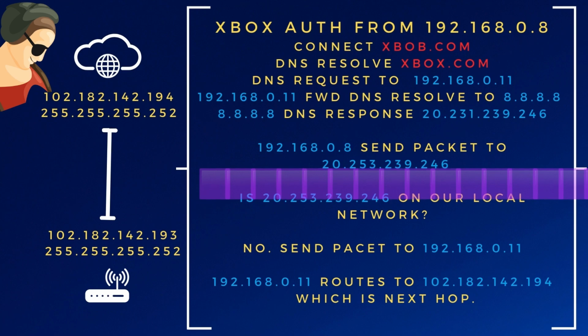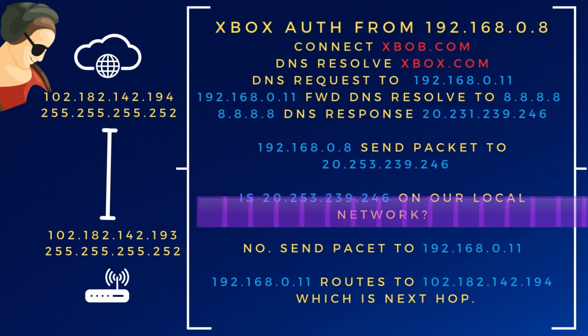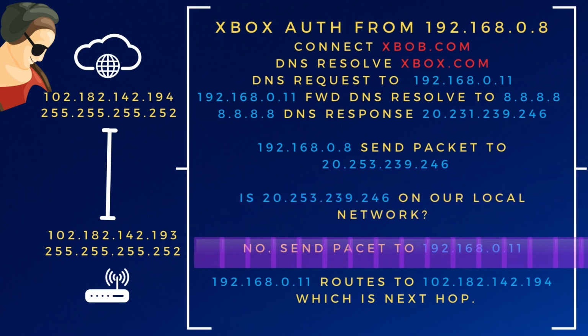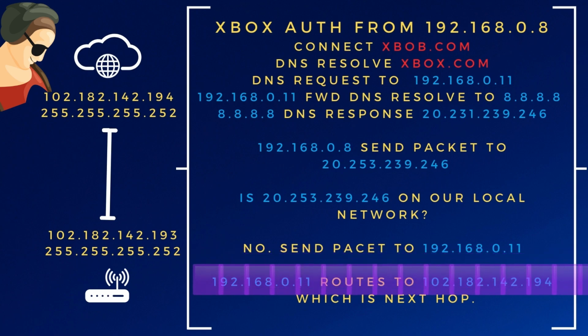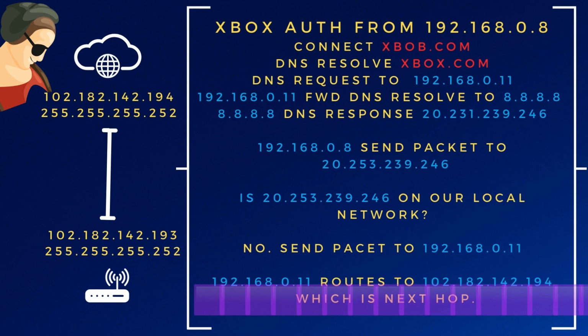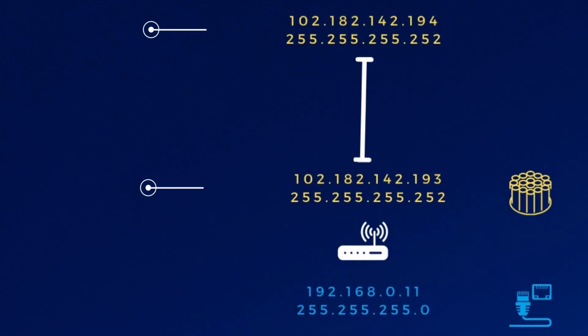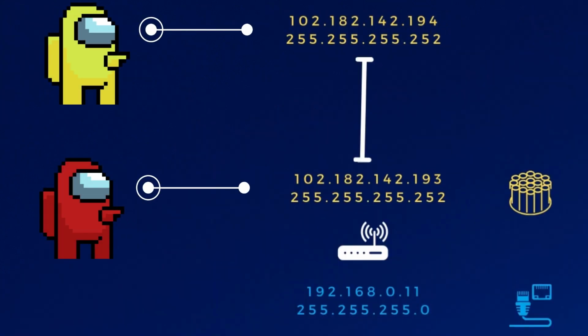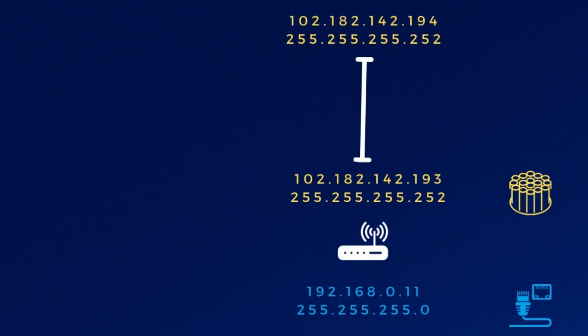22.53.39.246. We know that's not on our local network, so we send it off to the default gateway, and the default gateway routes it out to 192.182.142.194, which is the next hop on our fiber network just beyond our router. That fiber network has only got 2 IP addresses, one for each side of the network. One for your side of your fiber port, and one on the other side of that fiber port for your ISP. Quite simple to break it down like that.